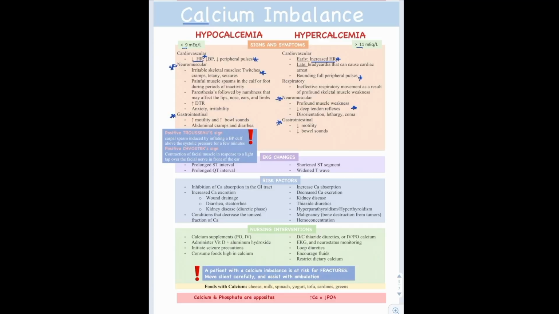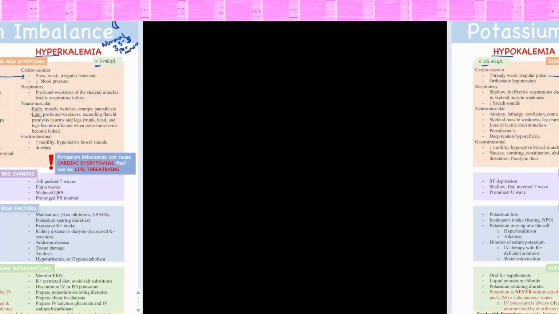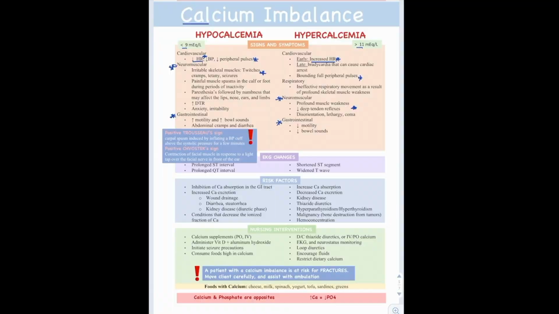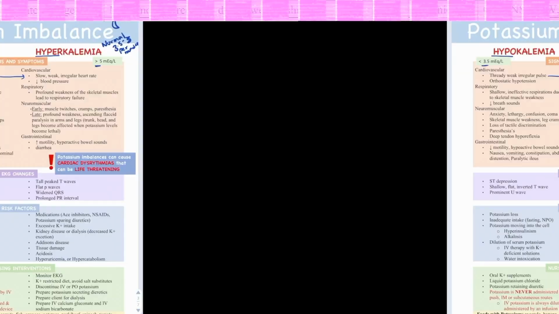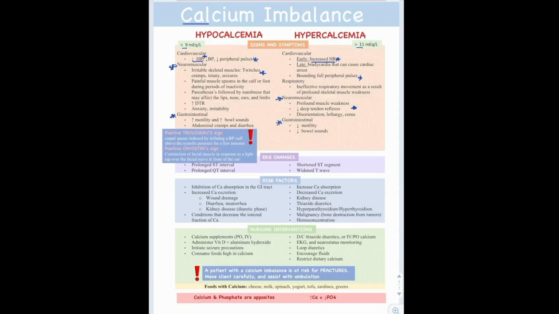Risk factors for hypocalcemia include inhibition of calcium absorption in the GI tract, increased calcium excretion through wound drain, diarrhea, steatorrhea, kidney disease, if they're in the diuretic phase, and conditions that decrease the ionized fraction of calcium. For hypercalcemia, our risk factors include increased calcium absorption, decreased calcium excretion, kidney disease, thiazide diuretics, hyperparathyroidism and hyperthyroidism, malignancy leading to bone destruction from tumors, and hemoconcentration.